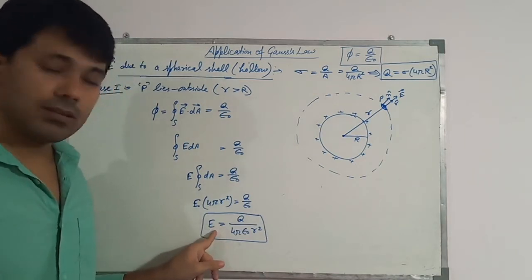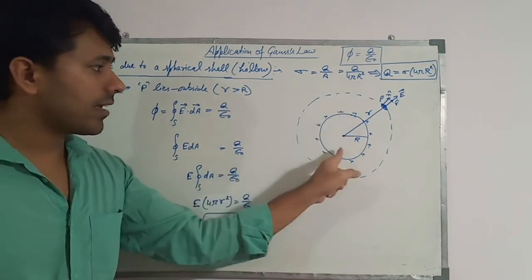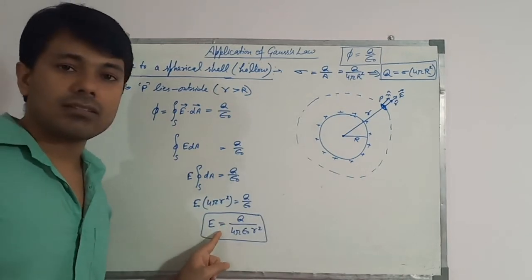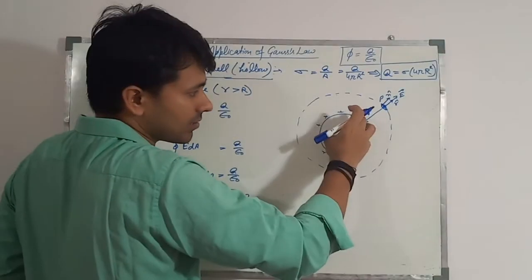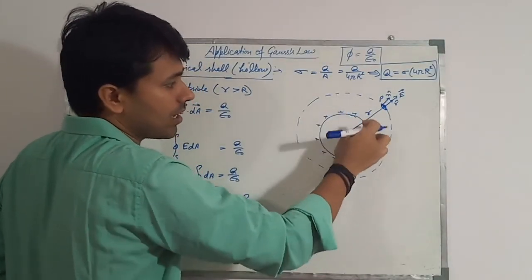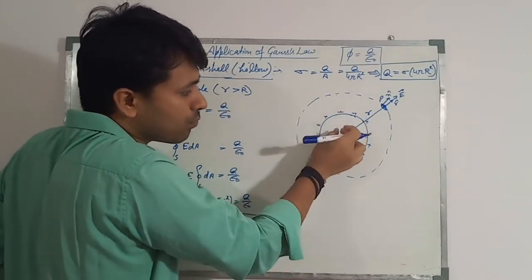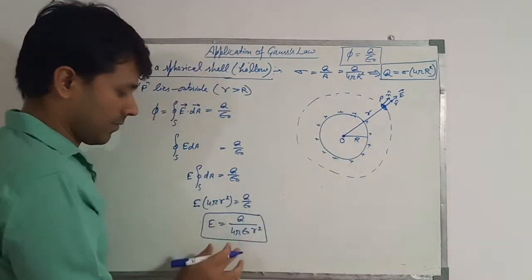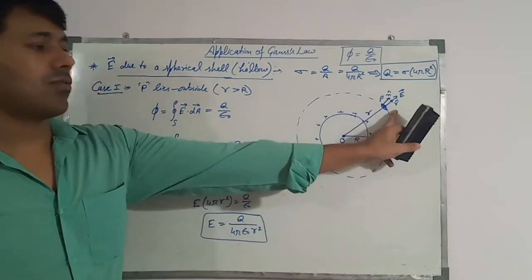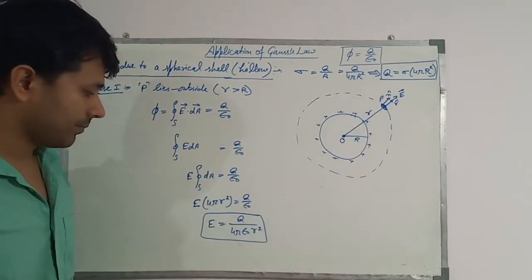This is the electric field due to a spherical shell, and remember that this is the electric field due to a point charge also. In this case, the charge on that spherical shell behaves like a point charge placed at the center of the shell when P lies outside the spherical shell.